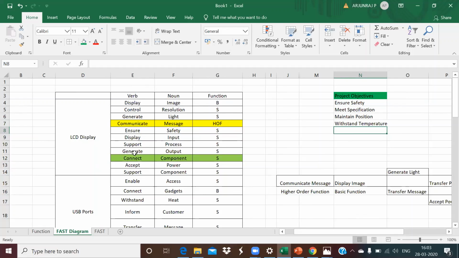See, we have different pros. Generate output is there, display. See, these three are there: display input, support process, and generate output. All these three are required for displaying image.